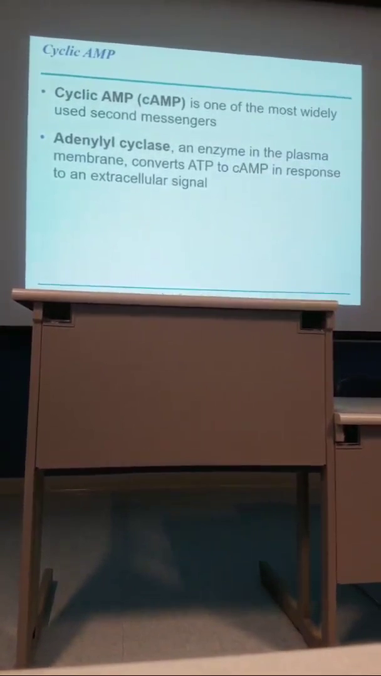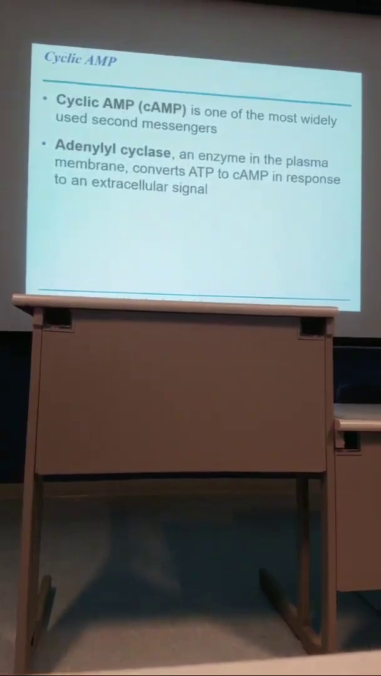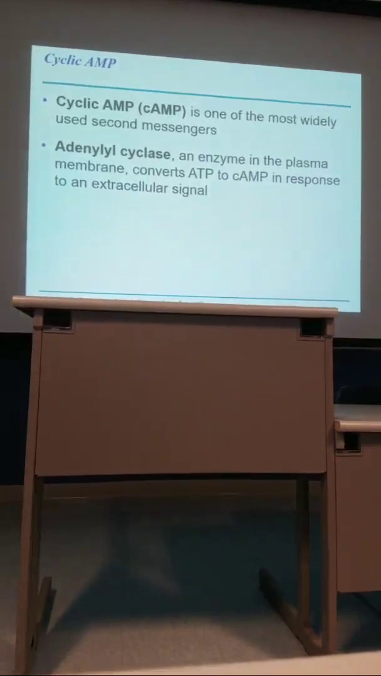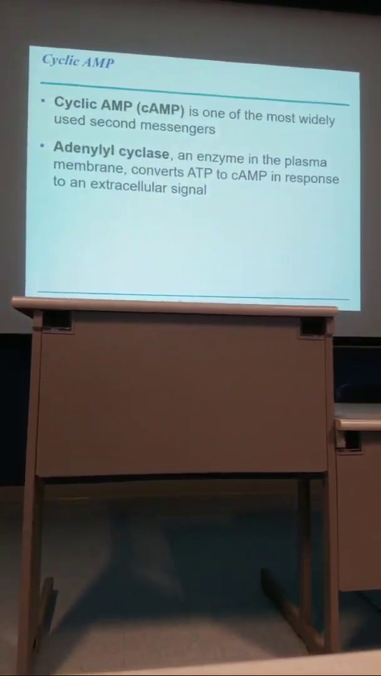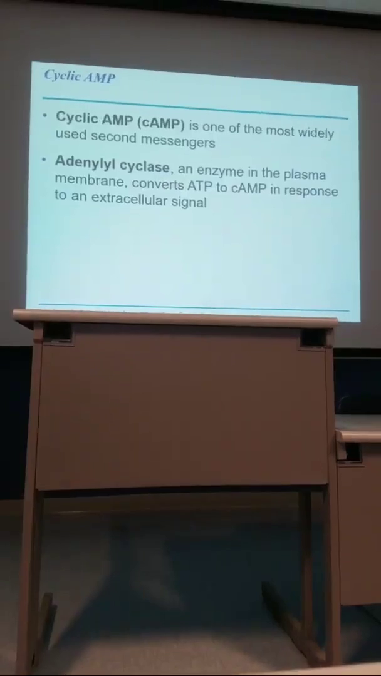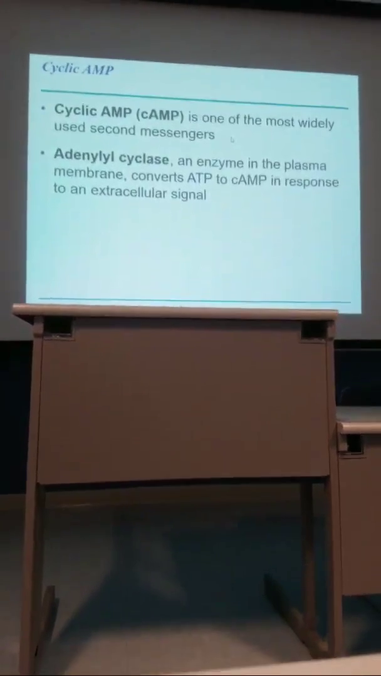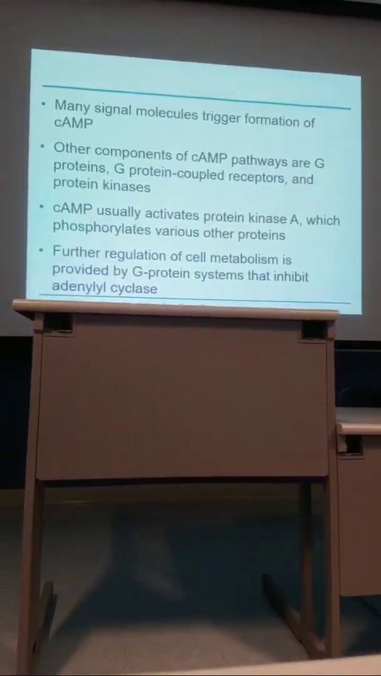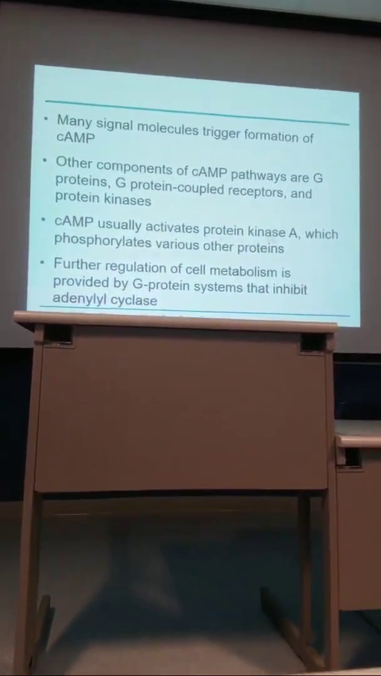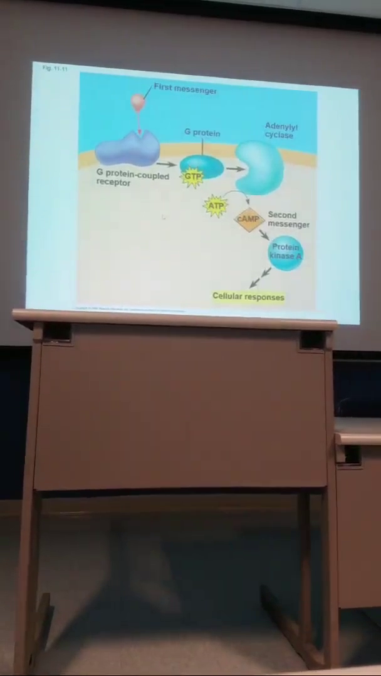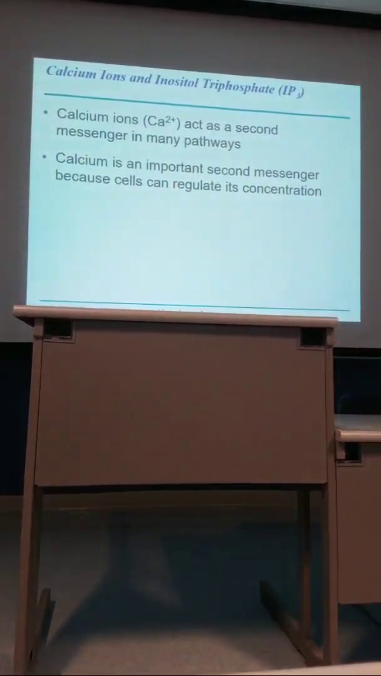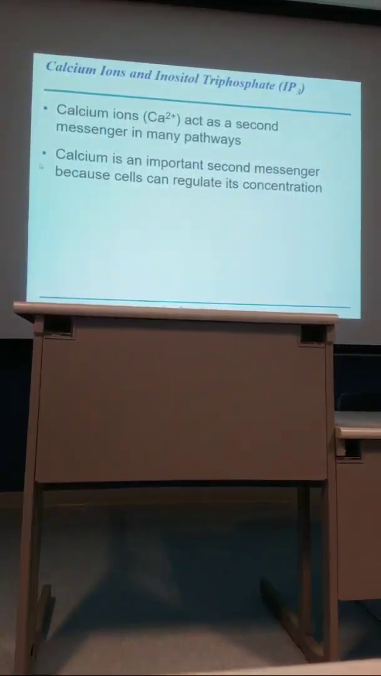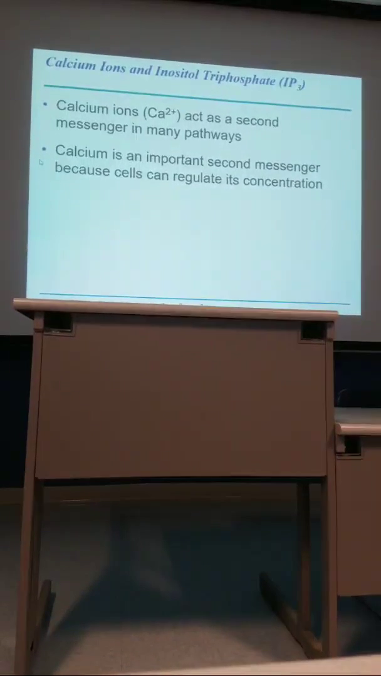Notice here, adenyl cyclase is an enzyme that converts ATP to cyclic AMP in response to that signal. You don't have to really understand the process. Calcium, remember, is the other second messenger to remember.